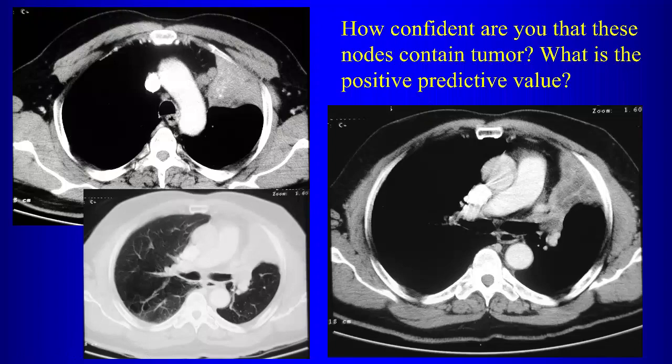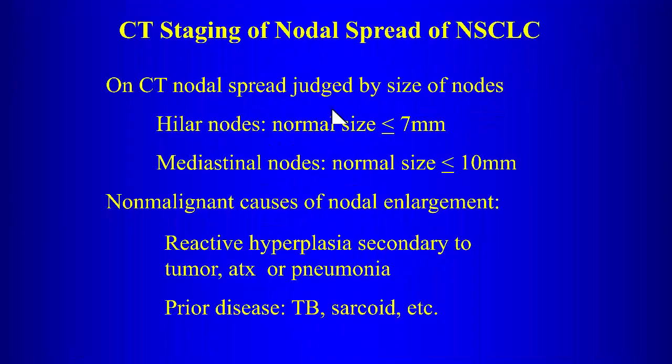How bad is it? Would you believe that the positive predictive value is about 50%? It's about as good as flipping a coin. So CT is notoriously poor for evaluating lymph nodes to decide if the lymph nodes contain tumor or not. Hence, the preferred test for staging lung cancer is PET, right? That's why we go to PET.